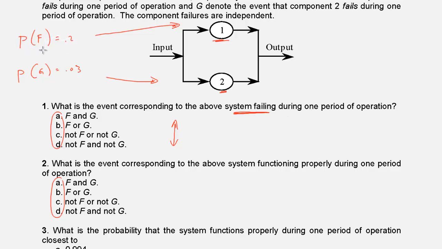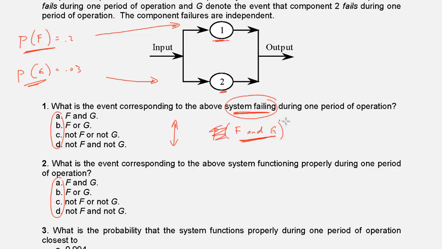So if this represents a failure for number 1 and this represents a failure for number 2, then both of them would have to fail in order to show that you have system failure. So it would look like this. It would just be the probability of F, so the first one failing, and G, the second one failing. So this event, F and G, is what we're looking for.